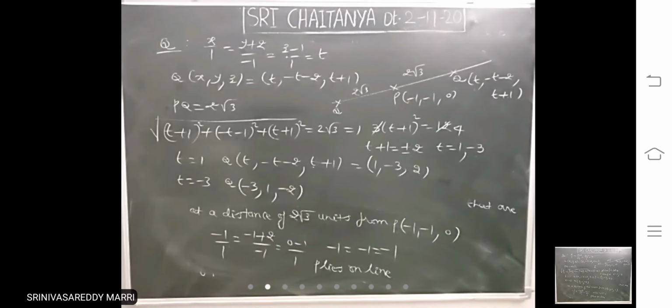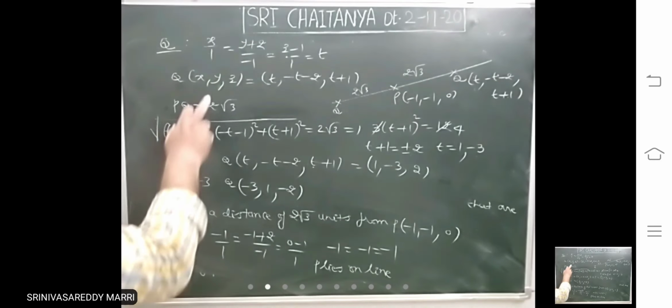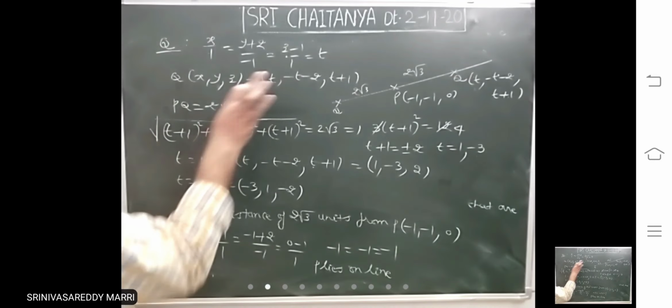So like that, whenever you want to find a point on the line, equate it and then take x, y, z.